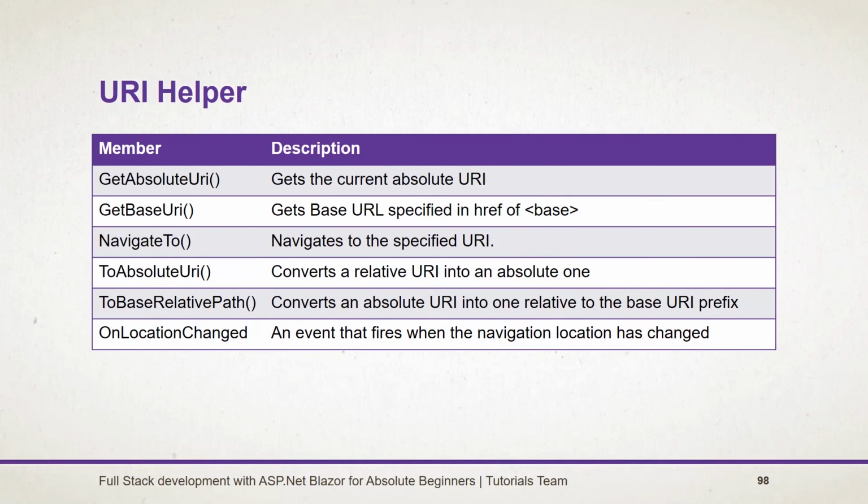URI helper has several other methods such as GetAbsoluteUri, GetBaseUri, ToAbsoluteUri, and ToBaseRelativePath. Those methods can be useful in your application.